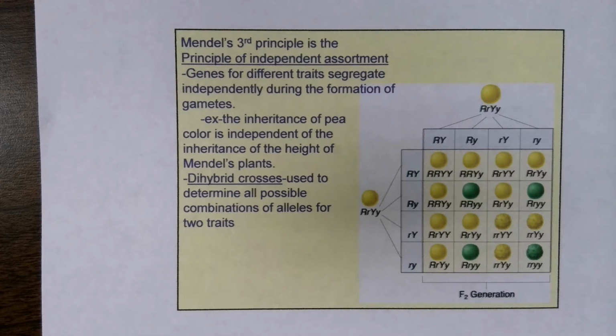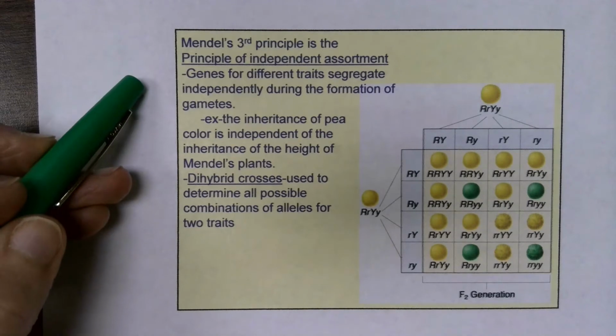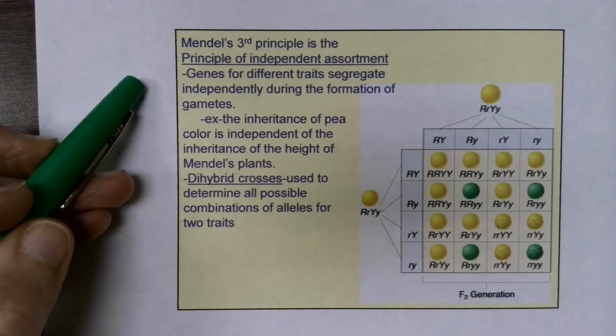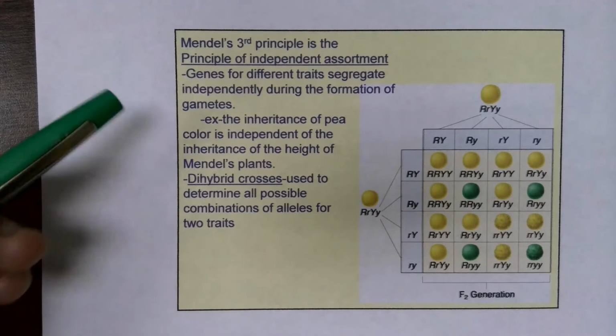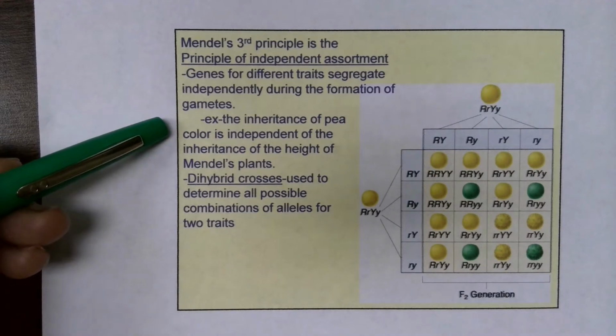So this is called the principle of independent assortment. And what this means is that the genes for different traits are going to segregate independently of each other during the formation of gametes. And this is what's going to yield the vast genetic diversity we have in sexually reproducing species. So your example here says the inheritance of pea color is completely independent of the inheritance of the height of Mendel's plants.